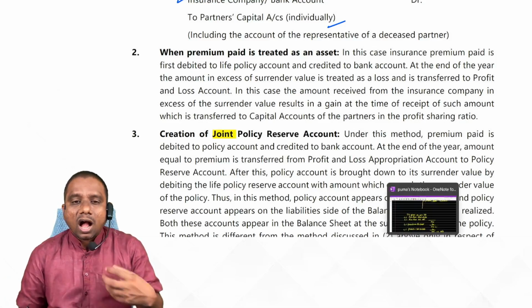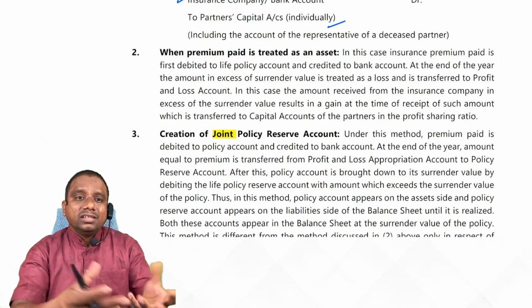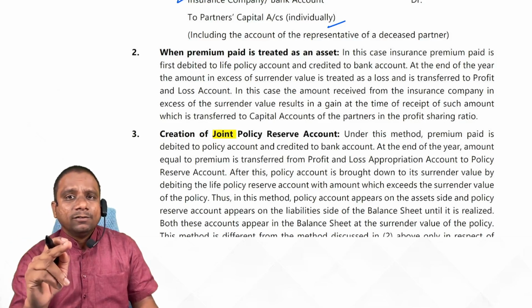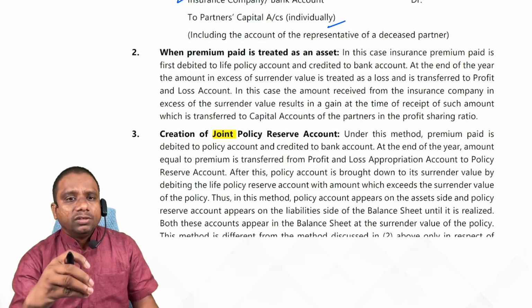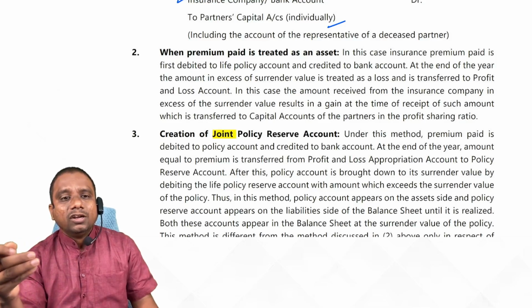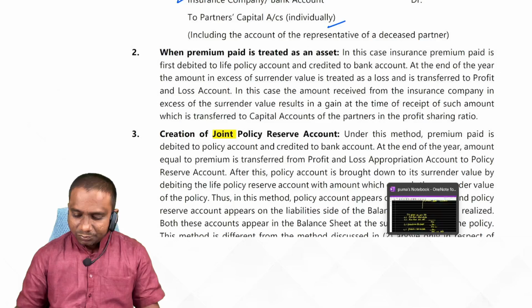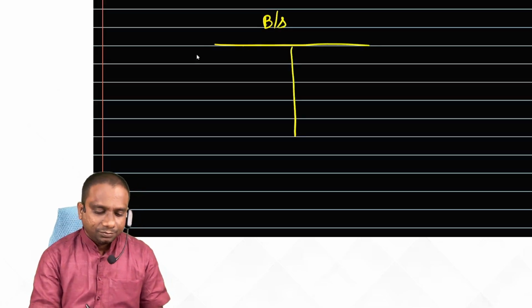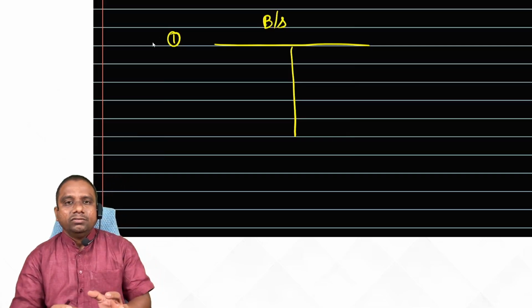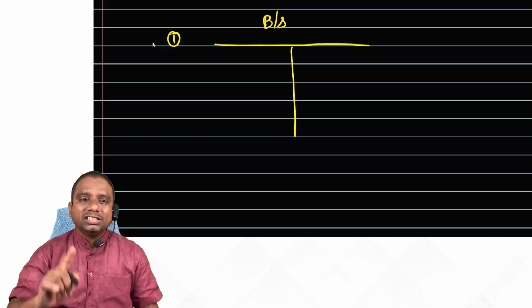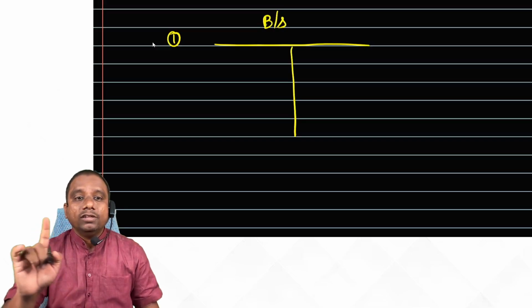You may ask, sir, how can we identify which method they are following? We have three methods now. First one, expense method, that means premium method. Second one, surrender value method. Third one, creation of joint life policy reserve, that means maintaining JLP along with the JLP reserve. First, observe the balance sheet. The balance sheet will not contain any JLP. There is no concept of JLP in the balance sheet. But in the adjustment, they have given JLP. That means they are following first method.